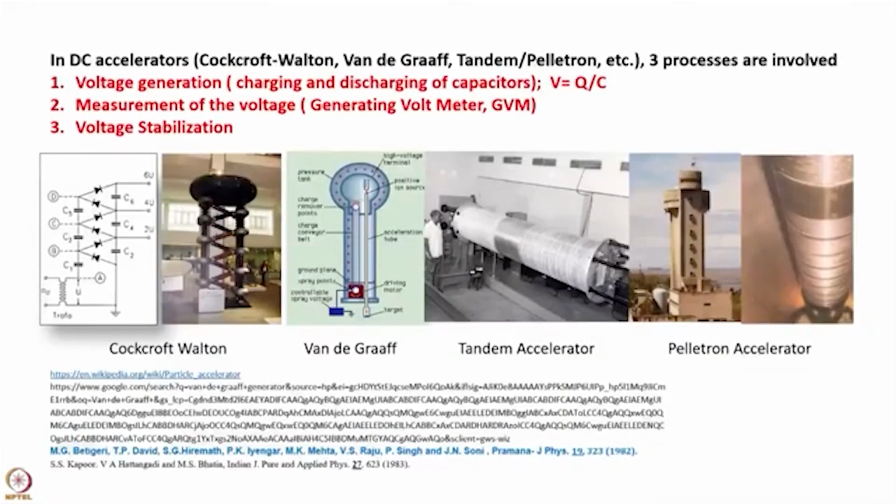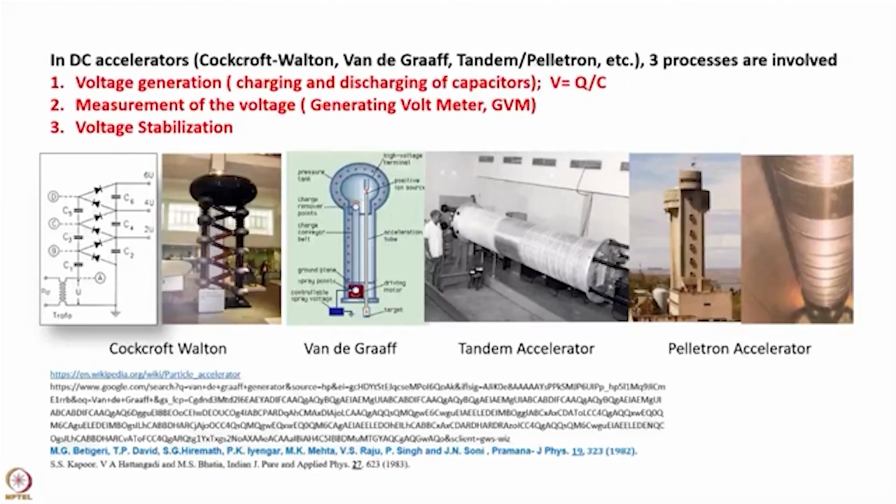So as I mentioned, in DC accelerators, which are Cockcroft-Walton, Van de Graaff, tandem or pelletrons, 3 processes are involved. First was voltage generation, and in the case of Cockcroft-Walton, it was charging and discharging of the capacitors, and the voltage is generated by this formula, where Q is the charge transferred to the capacitor, that is high voltage.